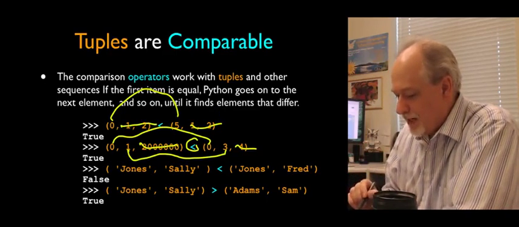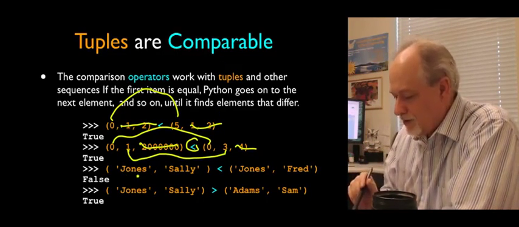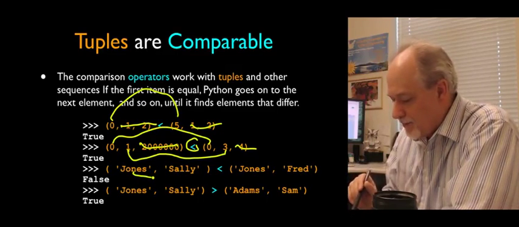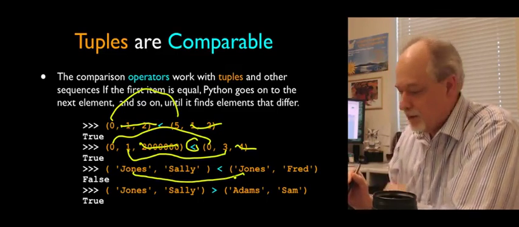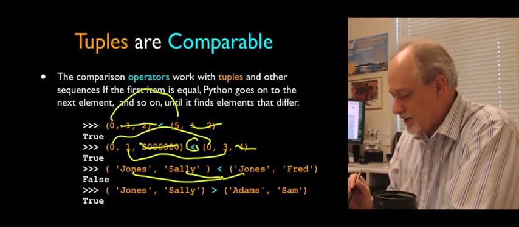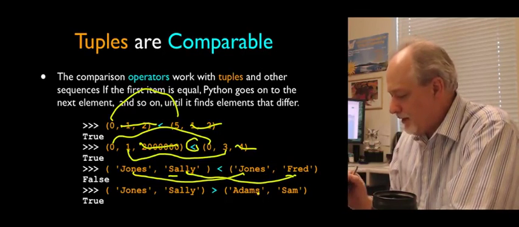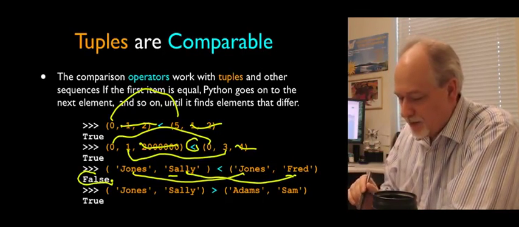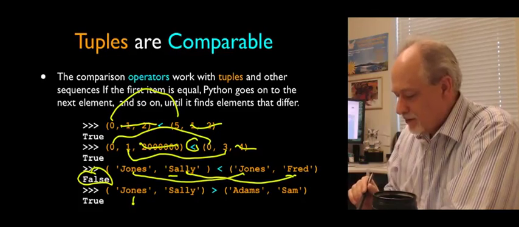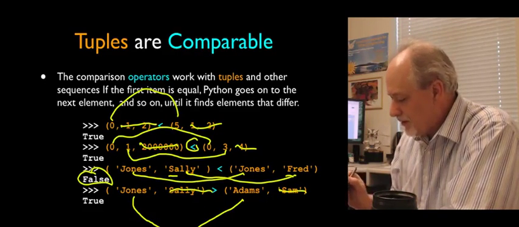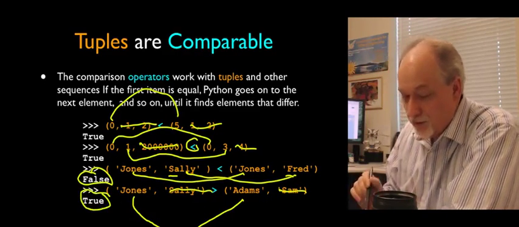Now if we say, is ('Jones', 'Sally') less than ('Jones', 'Fred')? Well, it compares this, they're equal, so then it has to look to the second one. Is Sally less than Fred? Well, no, because S is not less than F, and so that answer is false. Is ('Jones', 'Sally') greater than ('Adams', 'Sam')? Well, Jones is greater than Adams, so it never looks at these variables, and that turns out to be true.